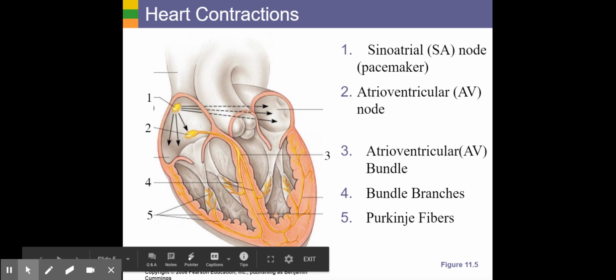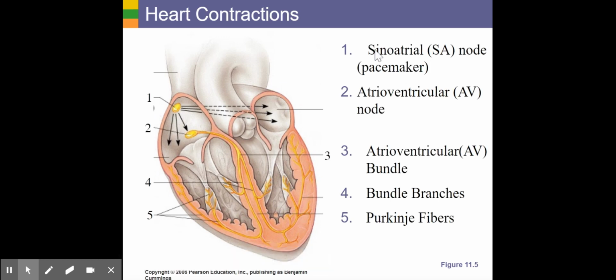This just shows you again, in a larger picture. So you've got number one here, this little portion up here is your SA node. When it fires, it sends electrical current out throughout the entire atrium. Directly after that, the atria will contract. Once they contract, that electrical impulse is passed along to the AV node.